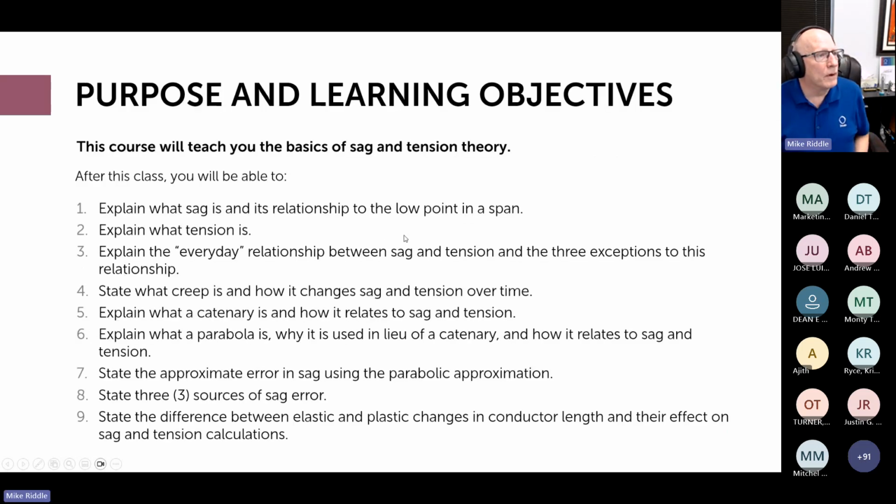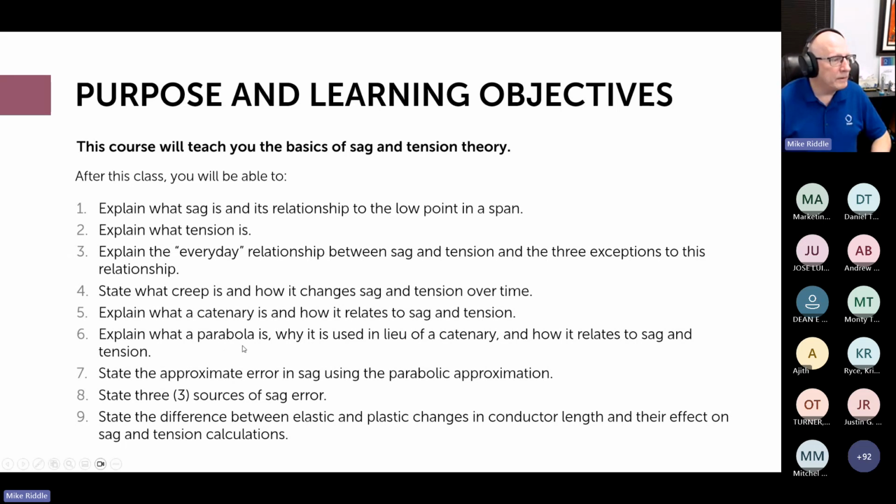So today we're going to look at the basics of sag and tension theory. We're going to look at what sag is and the low point in a span. We're going to look at what tension is. We're going to look at the everyday relationship between sag and tension and the three exceptions to that relationship. We're going to look at what creep is and how it changes sag and tension over time. We're going to explain what a catenary is and how it attaches to this topic.